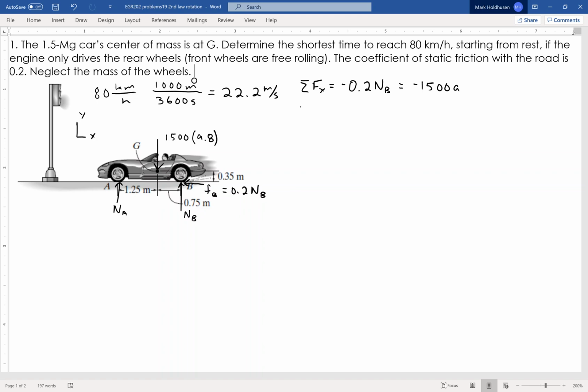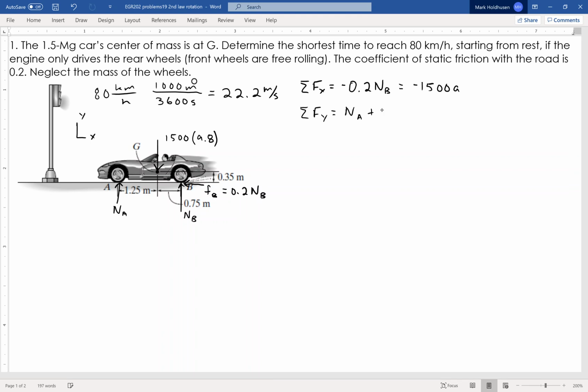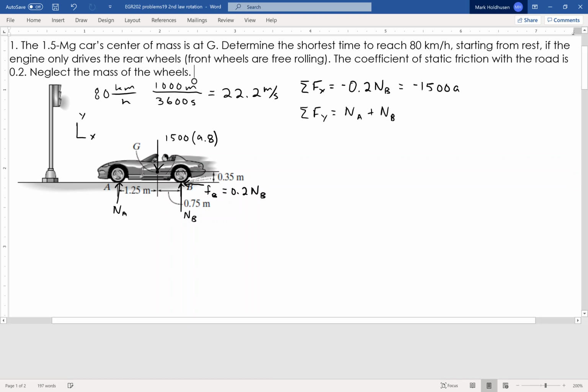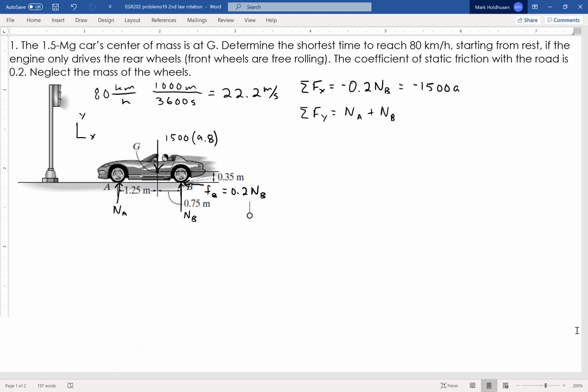Okay, so I'll move on to the sum of the forces in the y direction, where I have NA and NB acting upward. Then I have the weight acting downward, which is 14,700. That has to equal the mass times the acceleration in the y direction, which is going to be 0 because there's no motion vertically. So basically, that's just statics vertically. So now I know that the two normal forces have to sum up to equal the weight, which is not a big surprise. Now I use my moment equation.